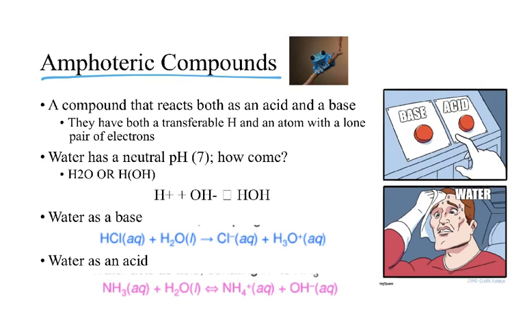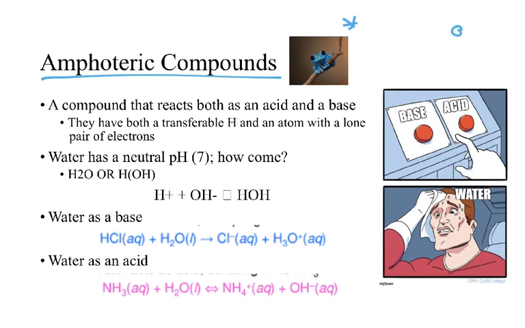All right, last slide for lesson 3, we have amphoteric compounds. So when you hear the word amphoteric, you hear that amph part, right? Like an amphibian, like our cute little frog buddy here. So an amphibian lives on land and water, so it's versatile, right? It can go in both situations, both ecosystems, right? So an amphoteric compound is a compound that reacts both as an acid and a base. So they have a transferable hydrogen that they could give away, and they also have an atom with a lone pair of electrons. Think about water.